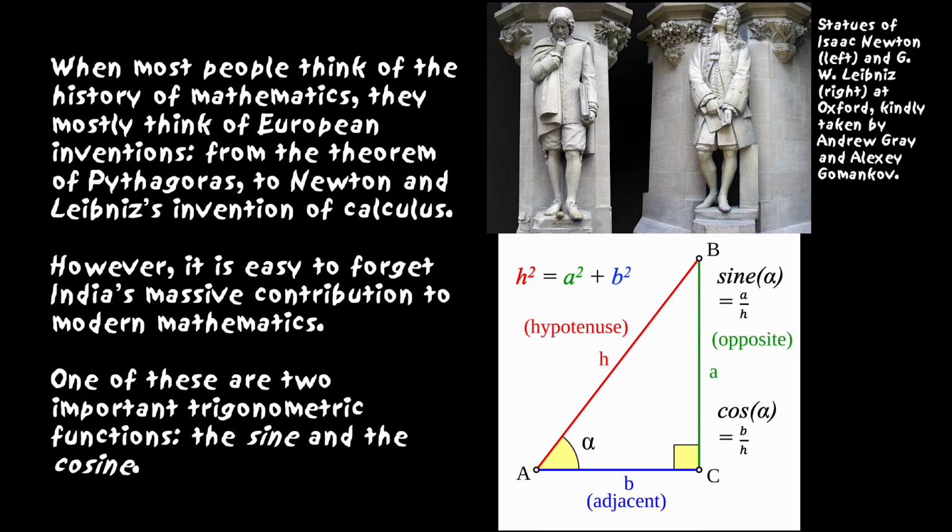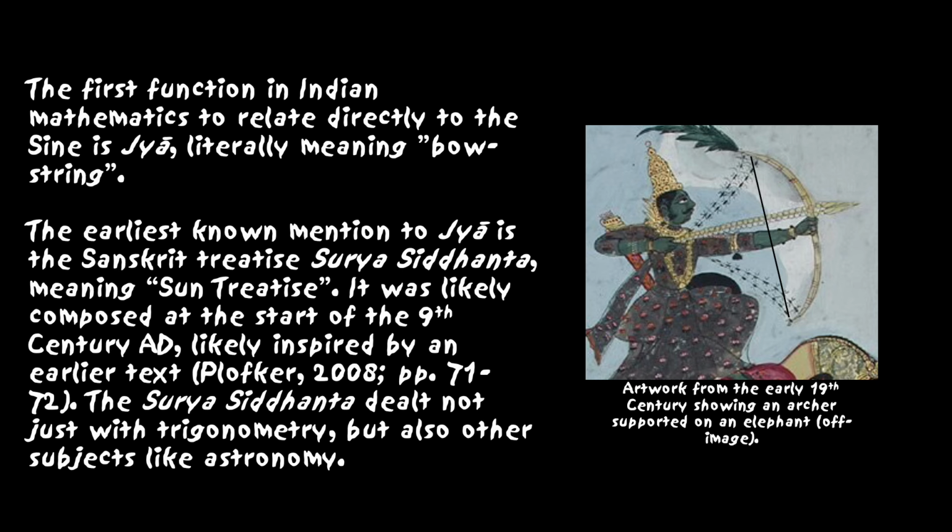When people think of the history of mathematics, they mostly think of Western or European inventions and discoveries. It's super easy to forget India's massive contribution to modern mathematics, which includes the two most important trigonometric functions, the sine and the cosine.